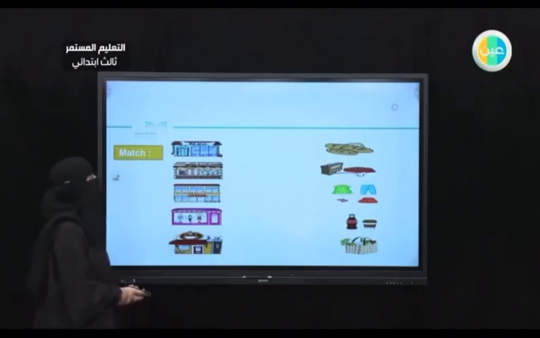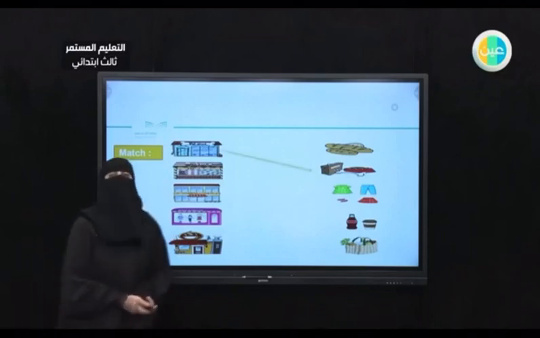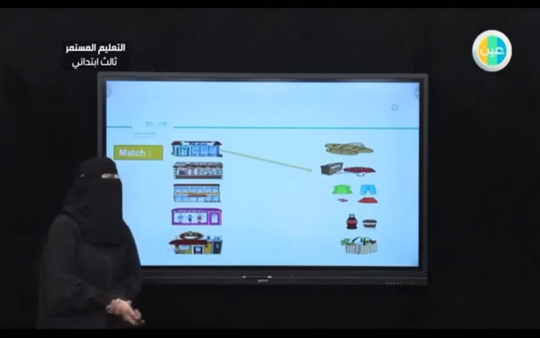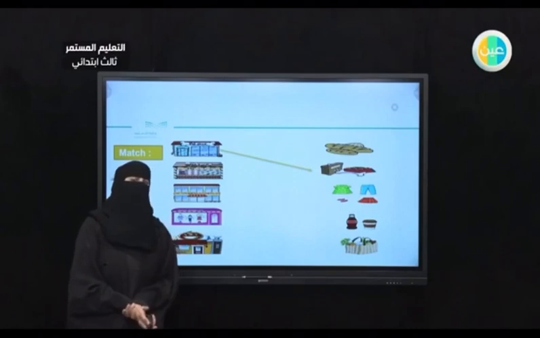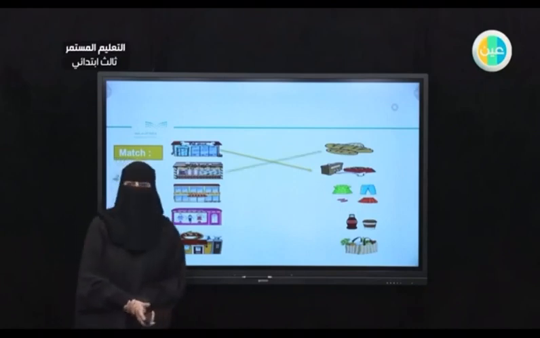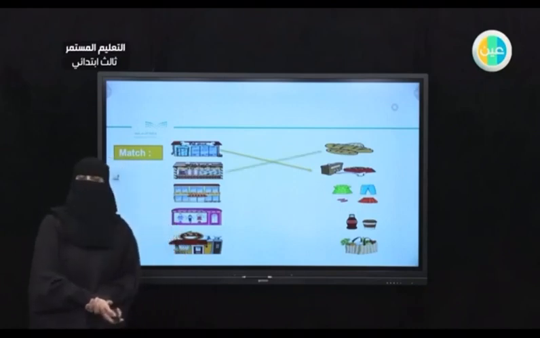Let's try to match. What can we get from a bed shop? We can buy pets food, right? Very good. Cats food, birds food, excellent. How about bakery, my dear student? What can we get from a bakery? We can get bread. Very good. We can get bread, donuts, cookies.